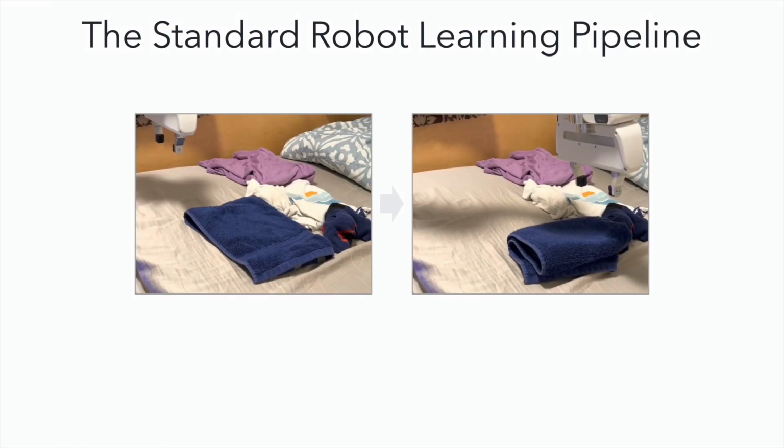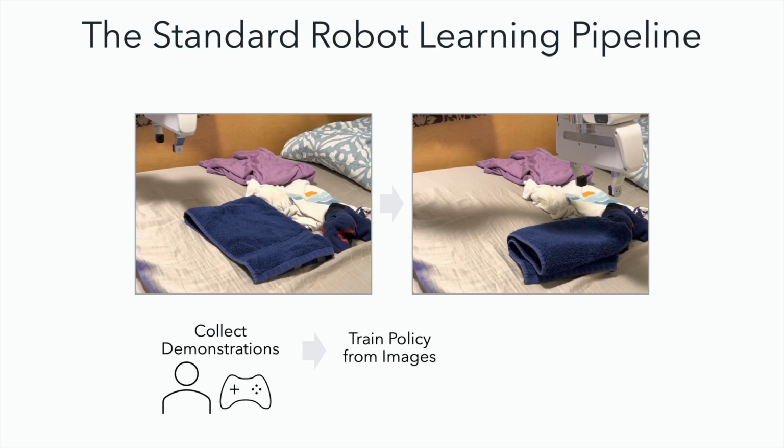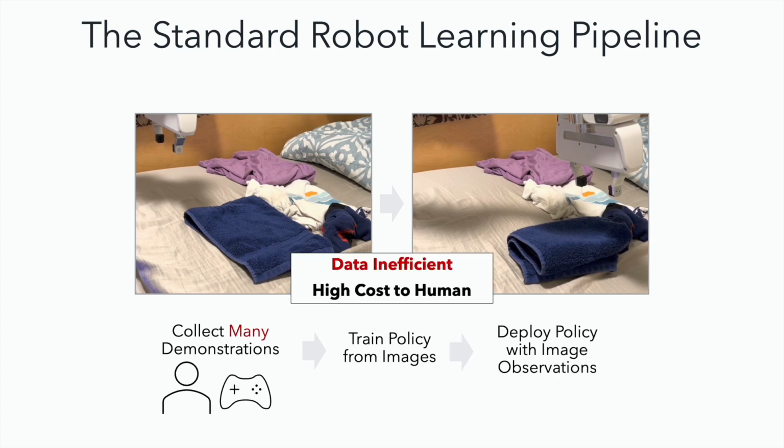Consider the standard robot learning pipeline. Suppose I want to train my robot to fold my towel. Normally, I would begin by collecting demonstrations, then training and deploying a policy end-to-end from images. However, chances are this won't work out of the box and likely would require a large amount of demonstrations before performing effectively, placing a significant burden on the human supervisor.